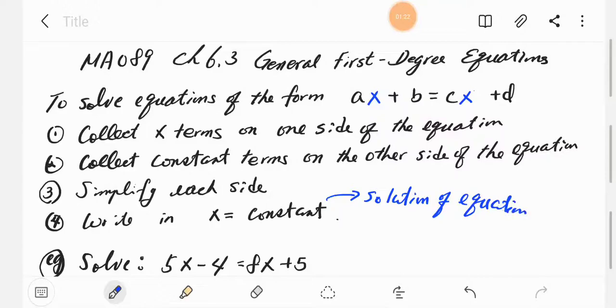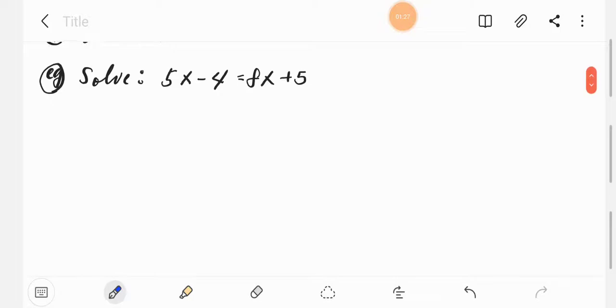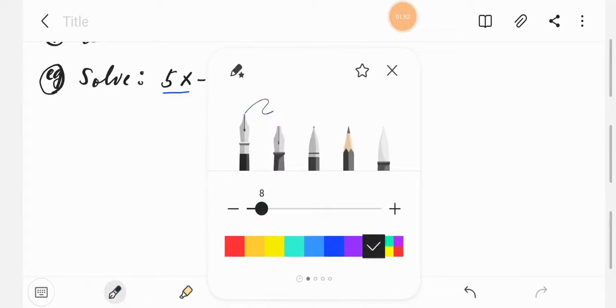Okay, let's try an example here. Here is an equation, 5x and 8x. There are two x terms and they are separated. One is on the left side, one is on the other side. And 4 and 5 are constants. So what I'm going to do is move this one, 8x, to the left. So when you move 8x to the left, what happens?